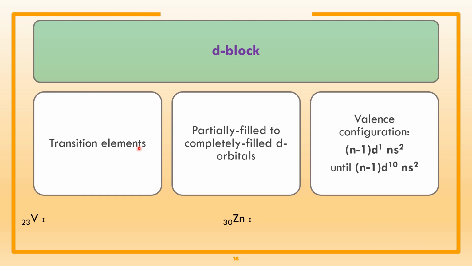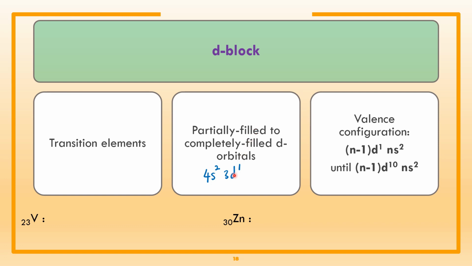Transition elements are located in the D block, and their D orbitals can be partially filled to completely filled. If you still remember what we did in chapter 2, in order to fill electrons into transition metals, you will completely fill the 4s orbital first, then the 3D. So you can see that in this 3D, for example, I filled 1 electron. So this shows the partially filled configuration.